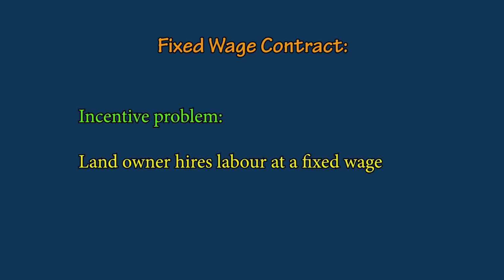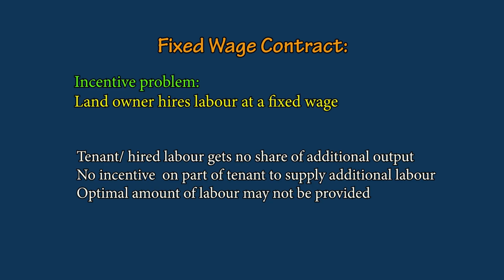Now, what happens to the third case? That is the case of fixed wage contract. In fixed wage contract, the landowner hires labor at a fixed wage. In this case, the incentive problem can be described in the following way. See, here the tenant or the hired labor gets no share of additional output. Now, if the tenant does not get any share of the additional output, naturally there will be no incentive on part of the tenant to supply additional labor to produce additional output. So, in this situation, there is a high chance that the optimal amount of labor may not be provided. So, even in this case, there is a chance of producing an output level which is suboptimal.